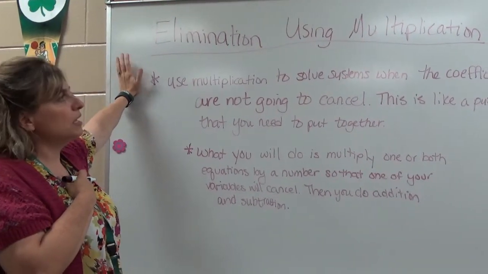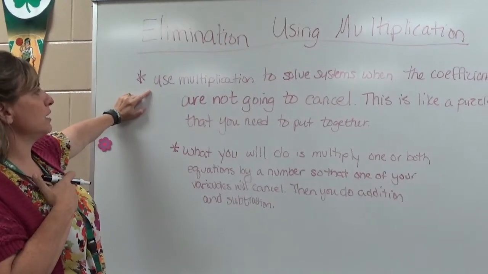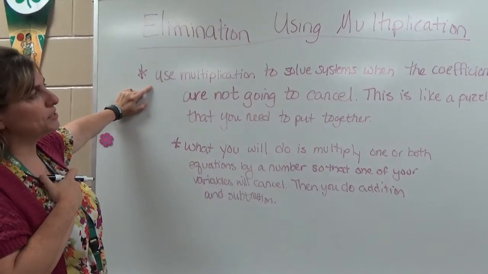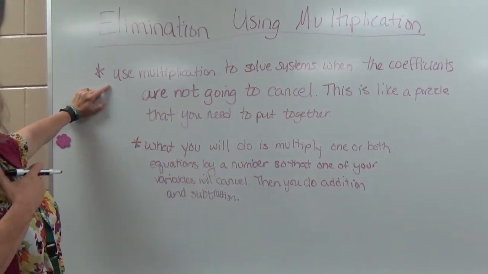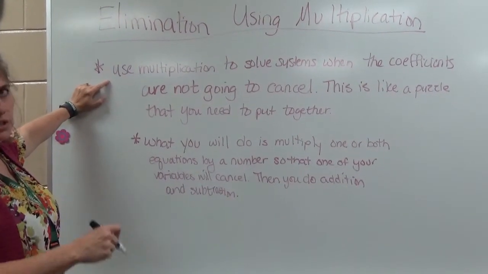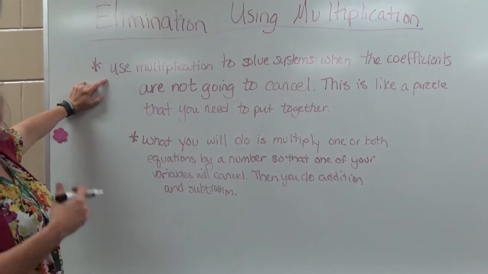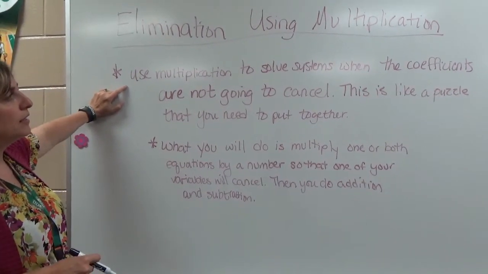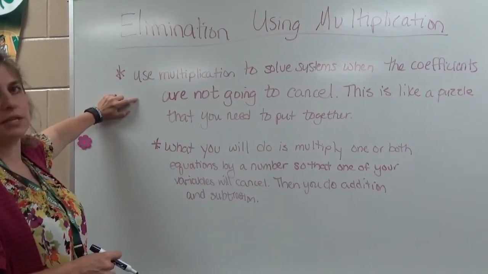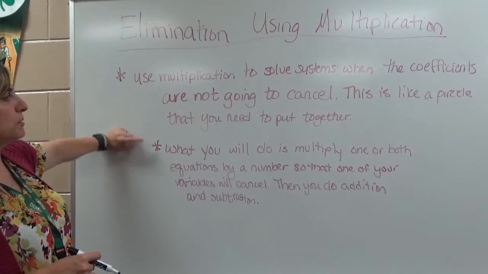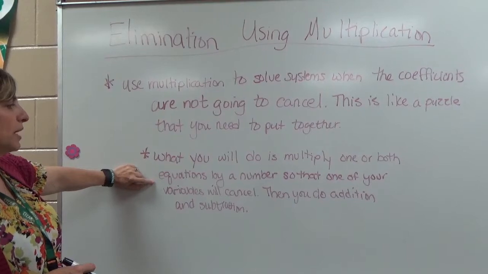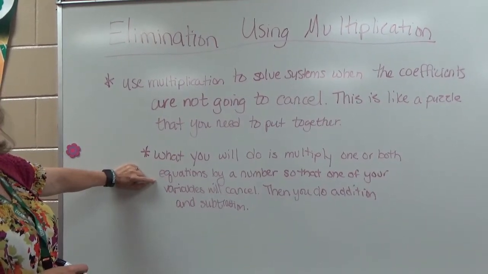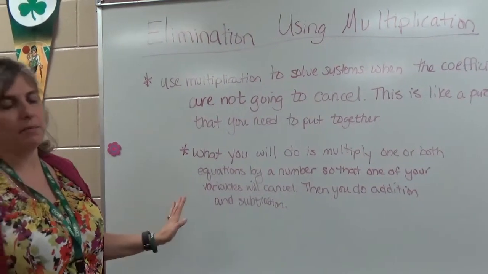It's like a puzzle. So what I have written here is that we use multiplication to solve systems when the coefficients are not going to cancel. In other words, we're using addition and subtraction still, but now we have to add multiplication into that. This is like a puzzle that you need to put together. What you will do is multiply one or both equations by a number so that one of your variables will cancel. Then you do addition and subtraction. What does all that mean?